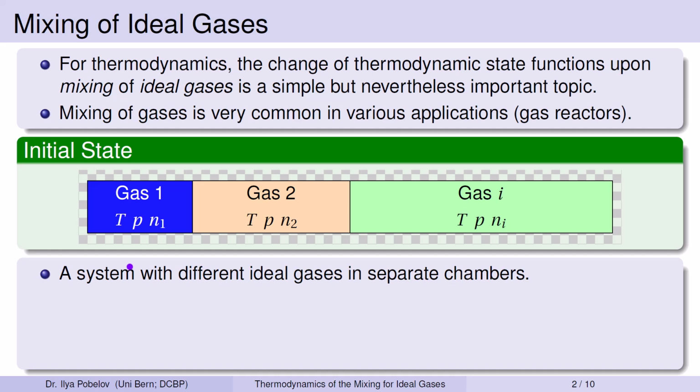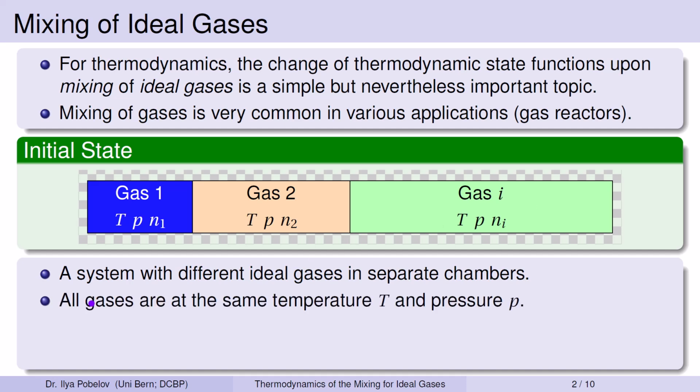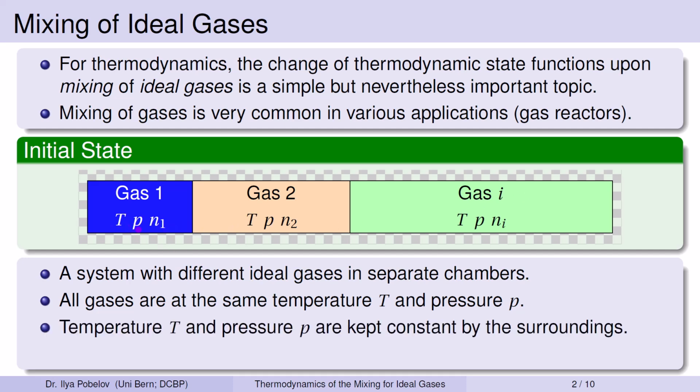reactors. We start our thermodynamic analysis by considering a system with different ideal gases in separate chambers. They are all at the same temperature T and pressure P, both kept constant by the surroundings. Each chamber contains a specific amount of pure gas, all subjected to the same external pressure, which causes their volumes to differ. This is our initial state.